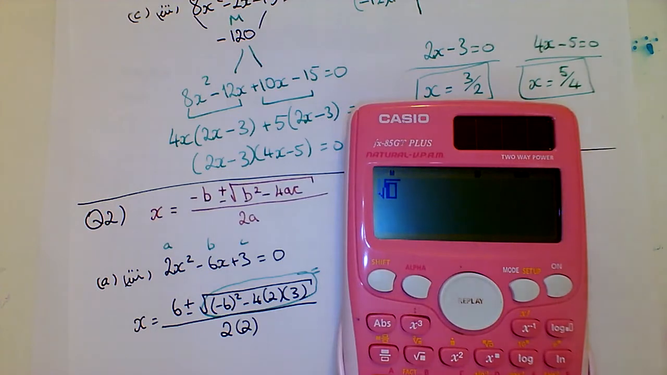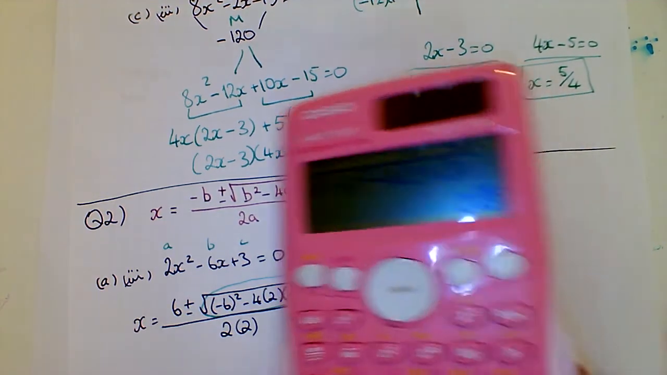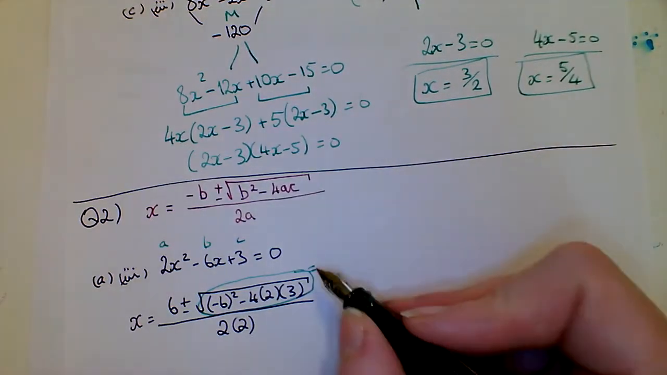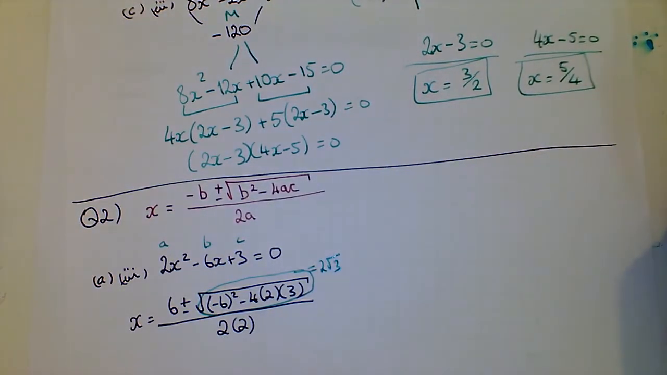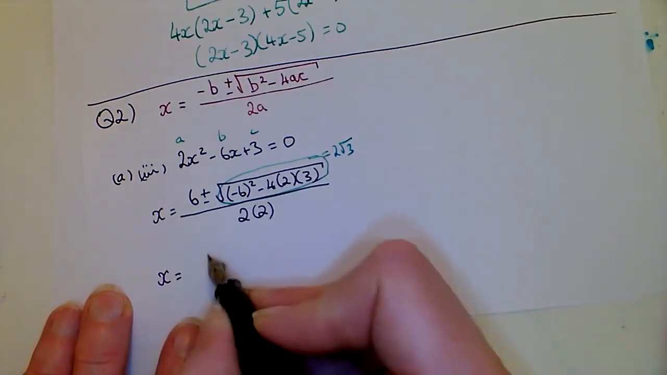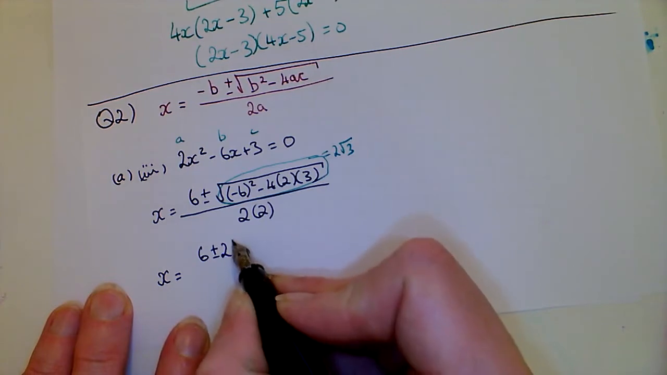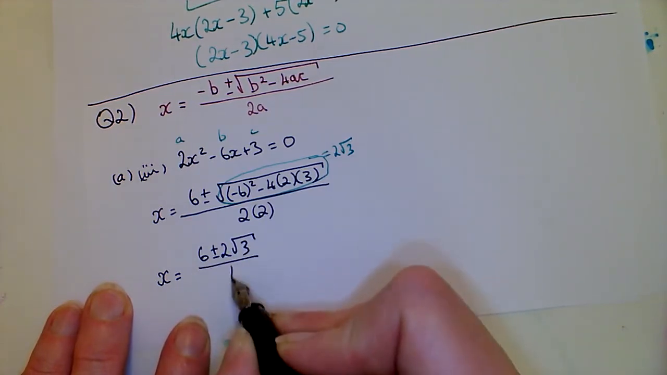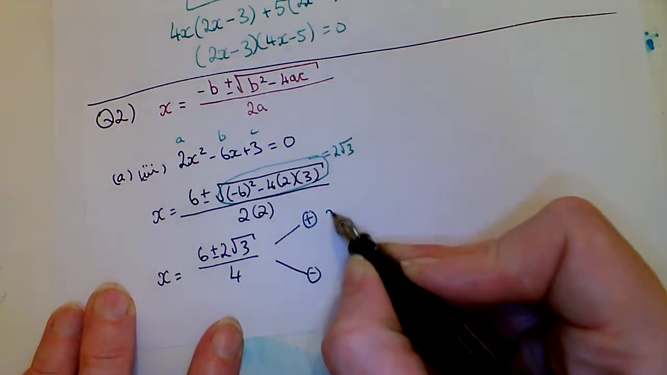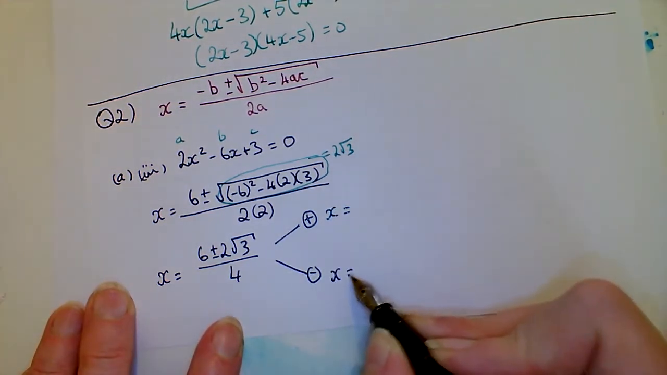So we've got the square root of minus 6 squared minus 4 by 2 by 3. And then we get 2 root 3. And we can rewrite this as x is equal to 6 plus or minus 2 root 3 over 4. Work out our plus value, work out our minus value, and we'll get our two answers.